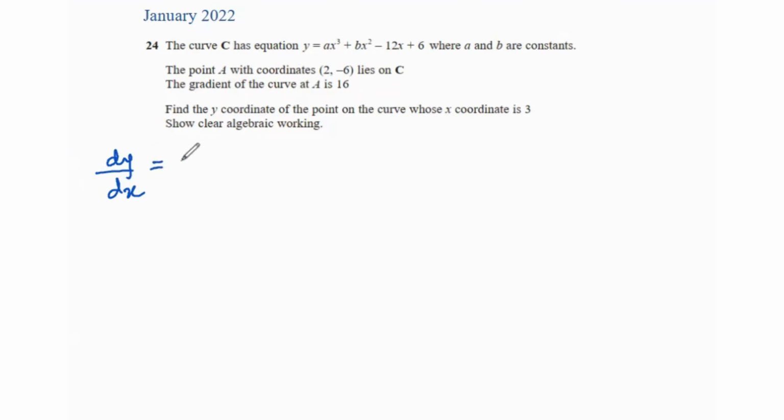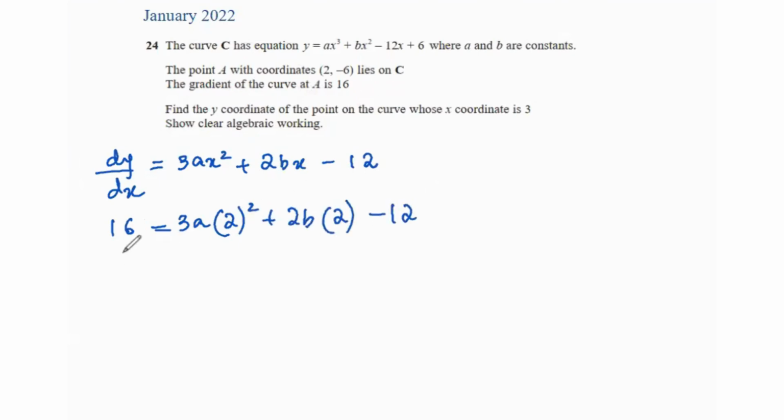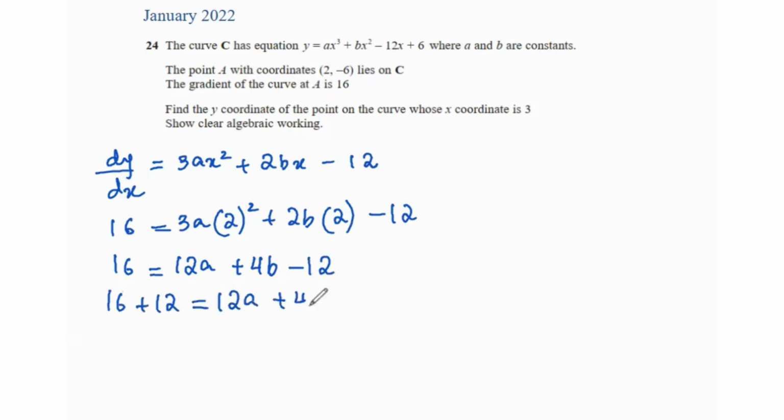So dy by dx equals 3ax squared plus 2bx minus 12. So that means 16 equals 3a, and replace x with 2 because that's the x coordinate for point A, 2 squared plus 2b times 2 minus 12. 16 equals 3 times 4, that's 12a, plus 4b minus 12. Take the 12 to the other side, it becomes positive. So now what we're left with is 28 equals 12a plus 4b. That is the first equation.